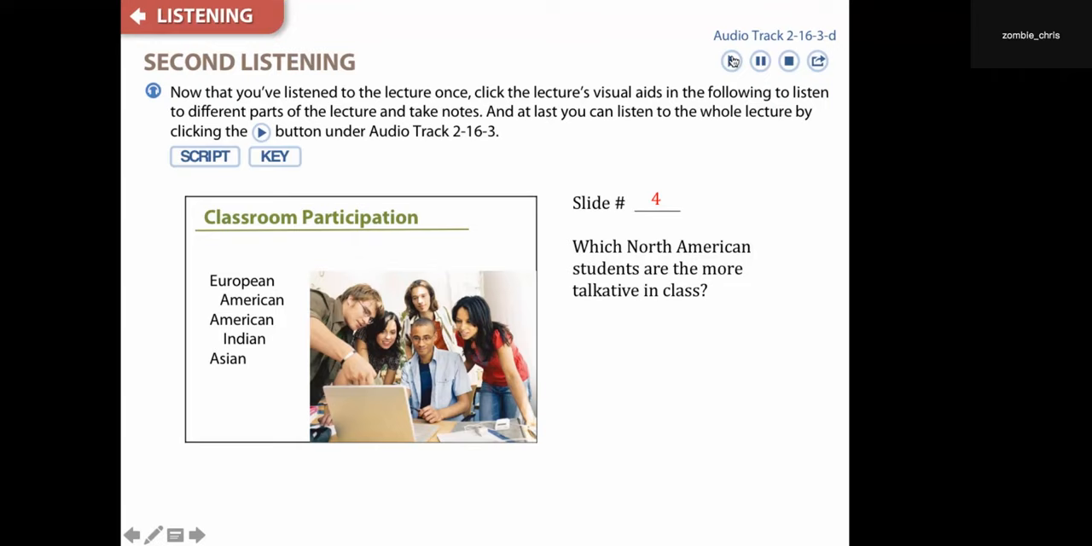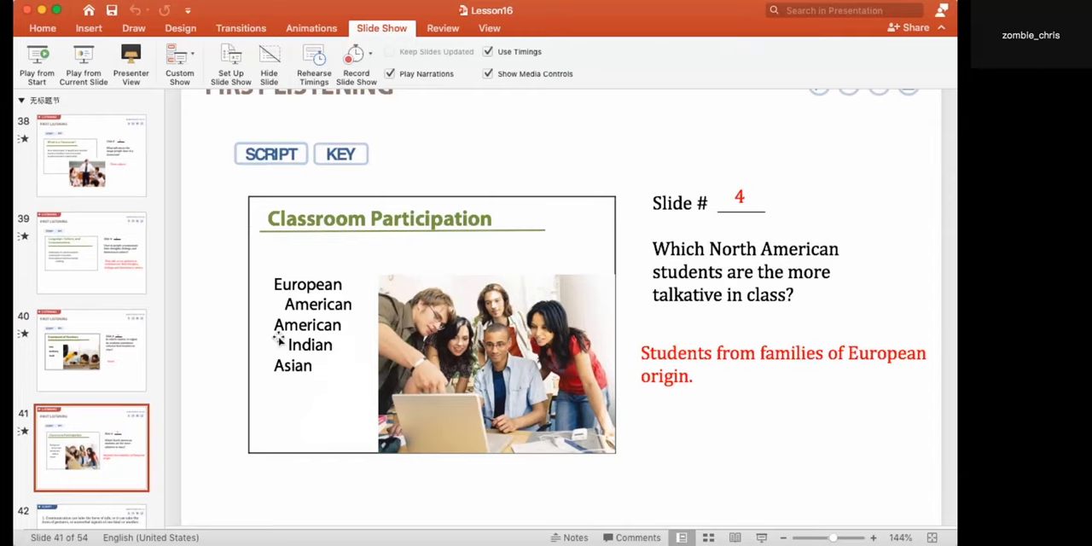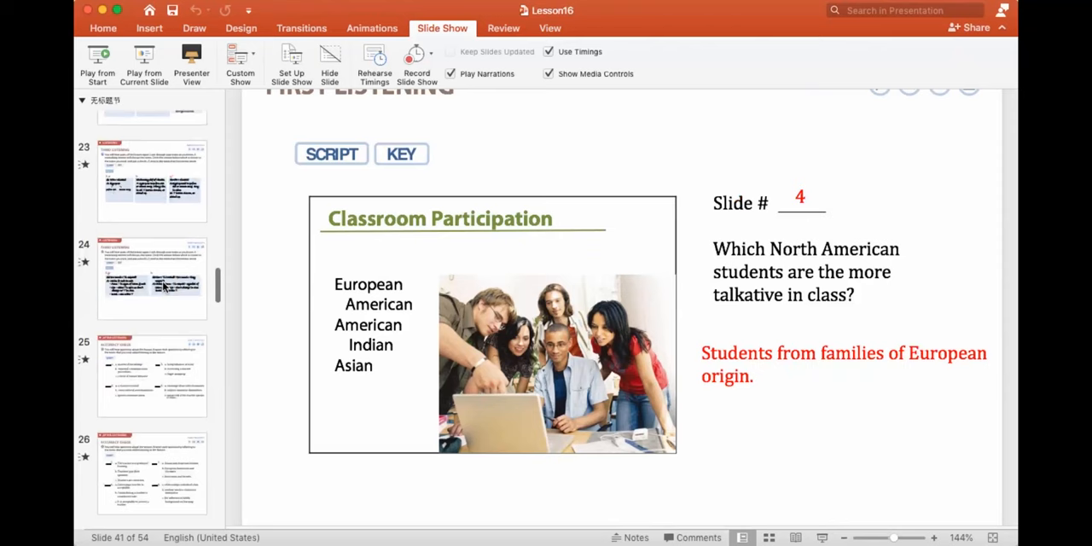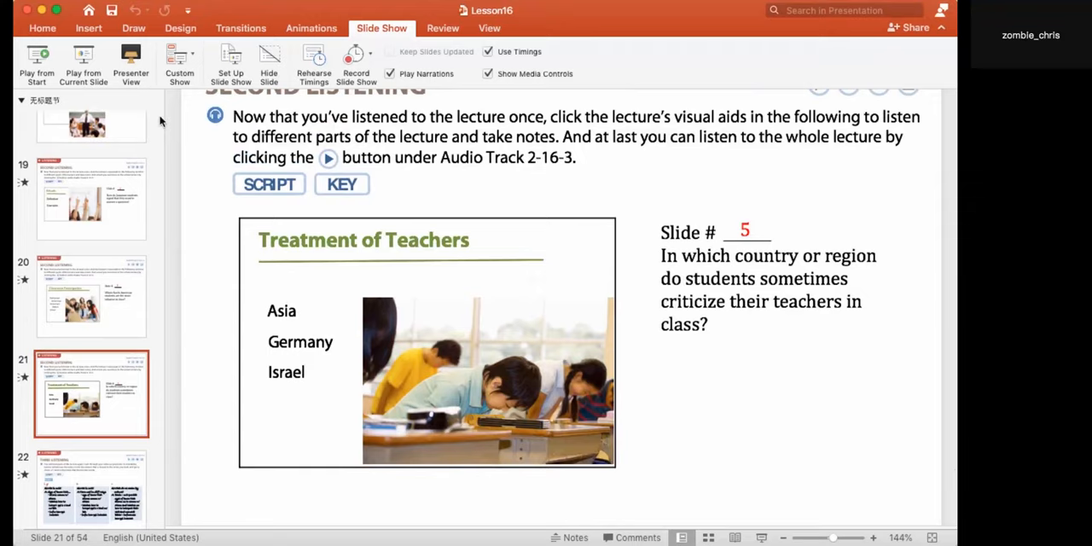Okay, so which North American students are the more talkative in class? They are the ones from a European background, I think. The students from families of European origin. And finally, slide 5. In which country or region do students sometimes criticize their teachers?